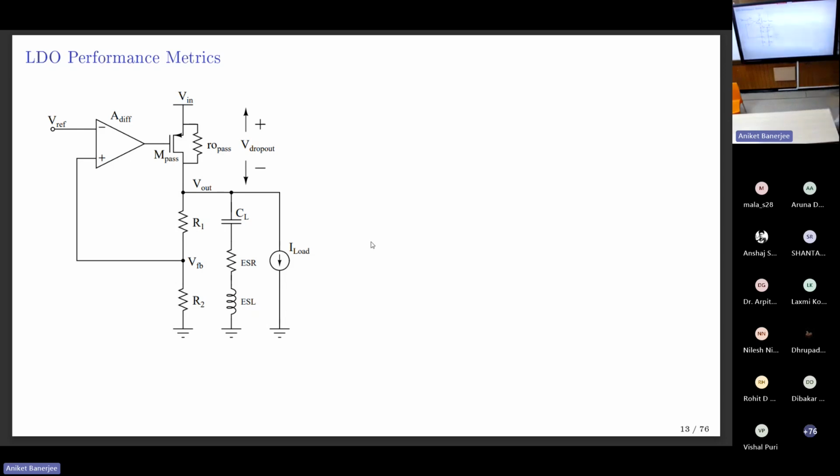What you are seeing on your screen is a very simple representation of a low dropout regulator. Let me walk you through it. This one is a pass FET. It's a giant FET which is supporting the load current. What is the load current? This load current is whatever the regulator is supplying. So the regulator is supposed to keep your supply constant.